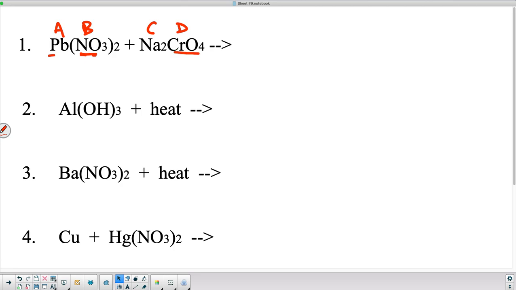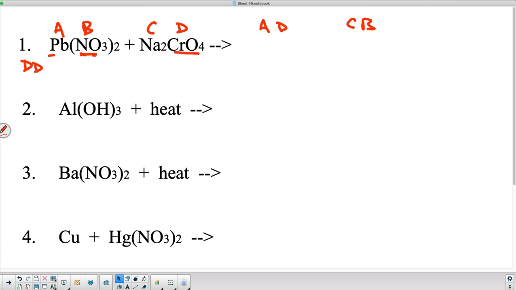On the other side, we check to see if this works. I put together A and D and C and B like that. So what I'm looking at here is a compound plus a compound, so this is a double displacement reaction. I'll finish this before I finish the screencast. So let's take a look at number 2.